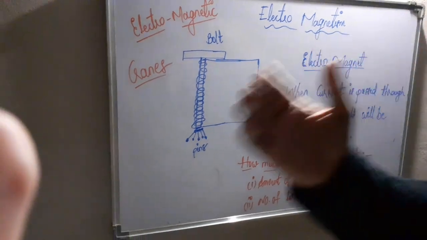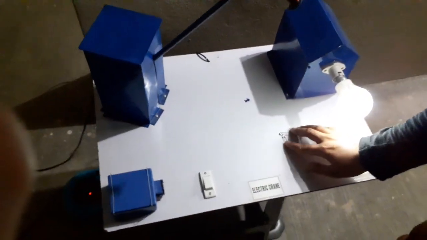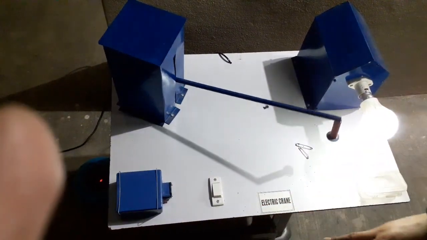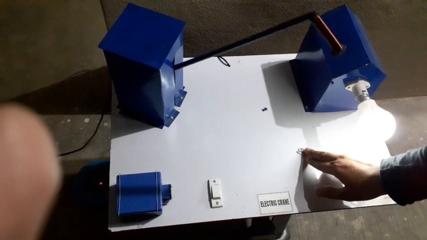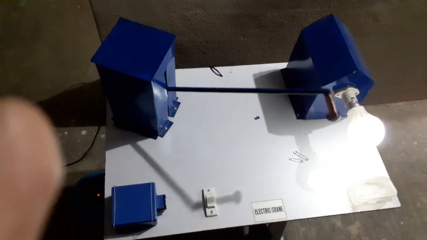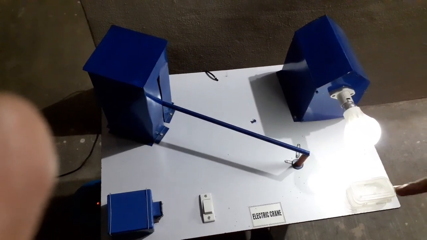Once again, for your purpose, I am showing a demo. This is the switch to pass the current through the coil. This switch is in the off position. Since there is no passage of electricity, it is not lifting the pins.